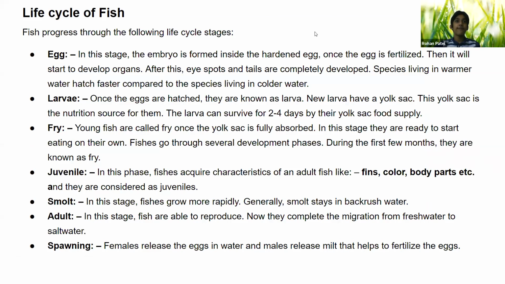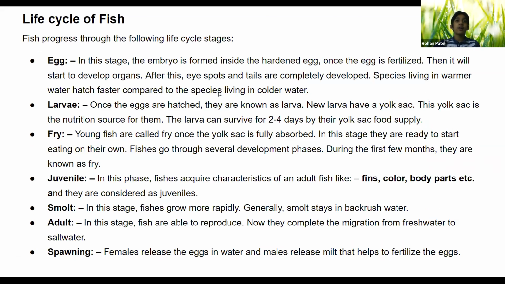Now we have our fish. Fish progress through the following life cycle stages. The egg. In this stage, the embryo is formed inside a hardened egg, and once fertilized, it will develop organs. After this, eye spots and tails are completely developed, and species living in warmer water hatch faster than those living in colder water.